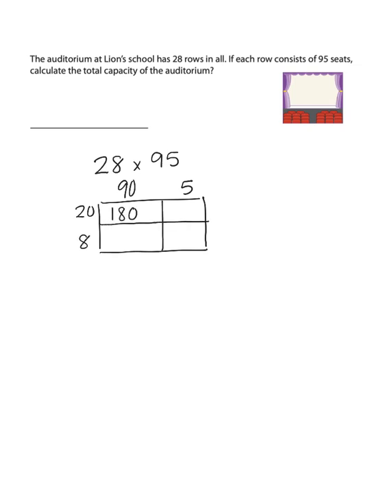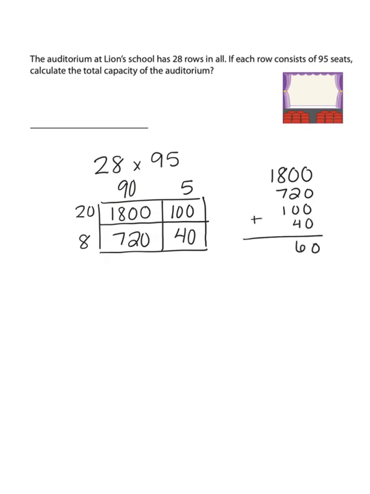20 times 90 is 1,800. 8 times 90 is 720. 20 times 5 is 100, and 5 times 8 is 40. Those are my partial products, and now I can add them up. So the auditorium has 2,660 seats in those 28 rows.